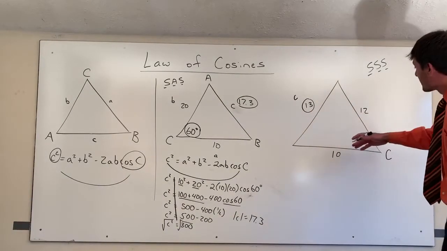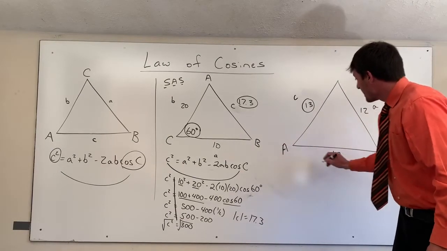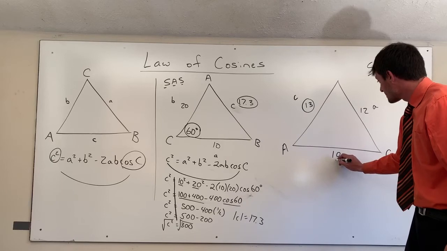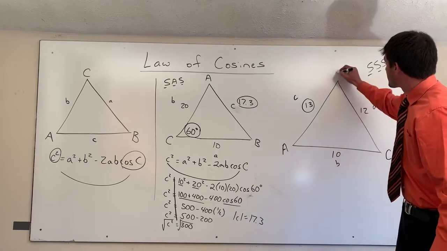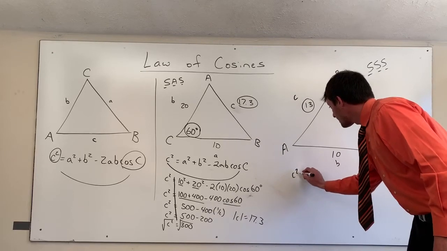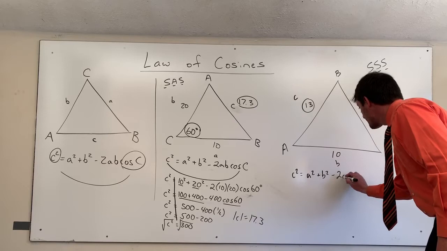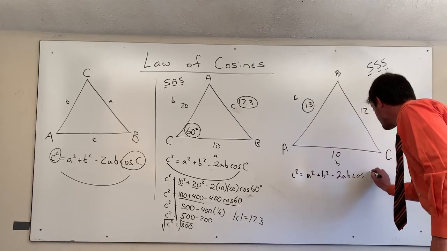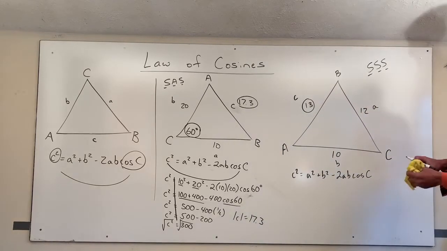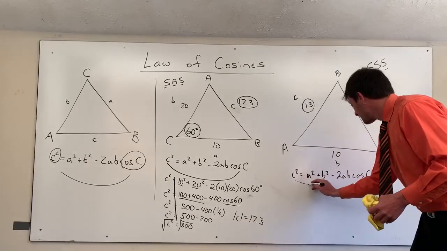Now it doesn't matter for the other two. I'm going to go ahead and call 12 A, call 10 side length B, call its opposite angle, angle B, and let's set the formula up. The formula says that C squared is equal to A squared plus B squared minus 2AB cosine of C. Okay? And in this case, again, we're focusing right here.